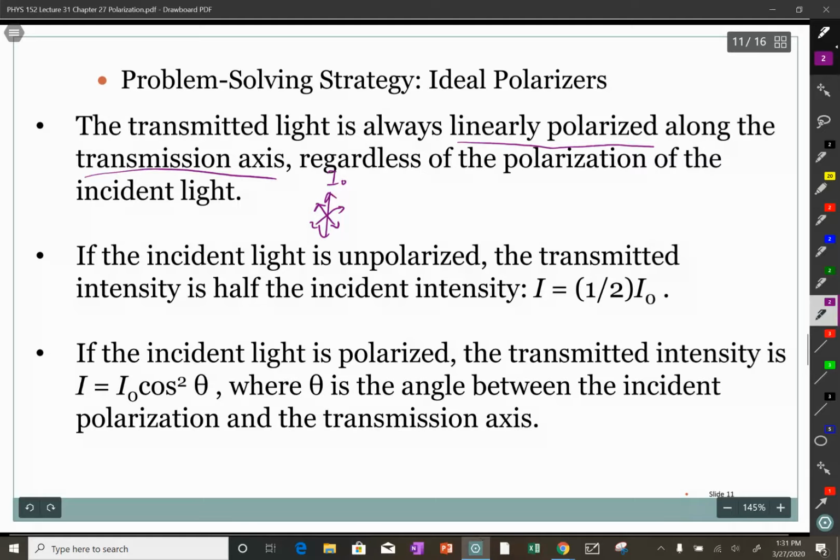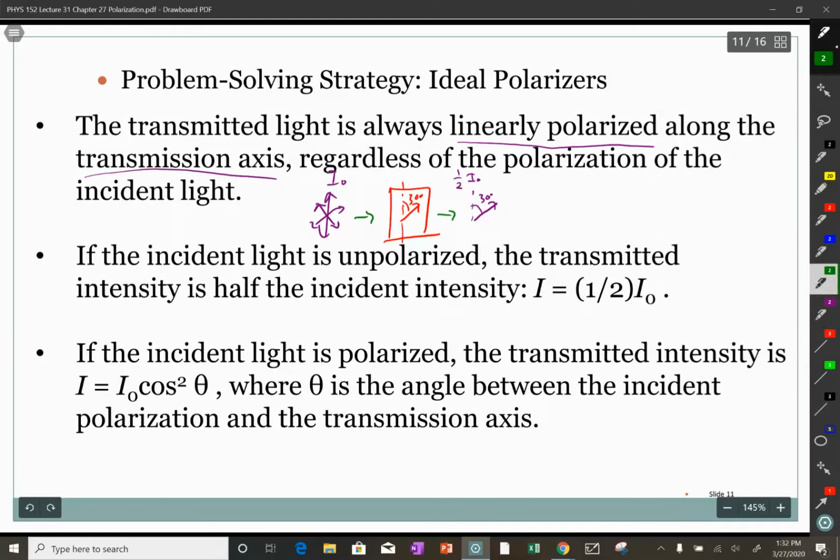And then that goes through a polarizer that is, let's say, angled like this at 30 degrees from vertical. What's going to come out is light that is oriented at that 30-degree angle, and its intensity is going to be 1/2 I0. Why 1/2? Because I went from unpolarized to polarized.